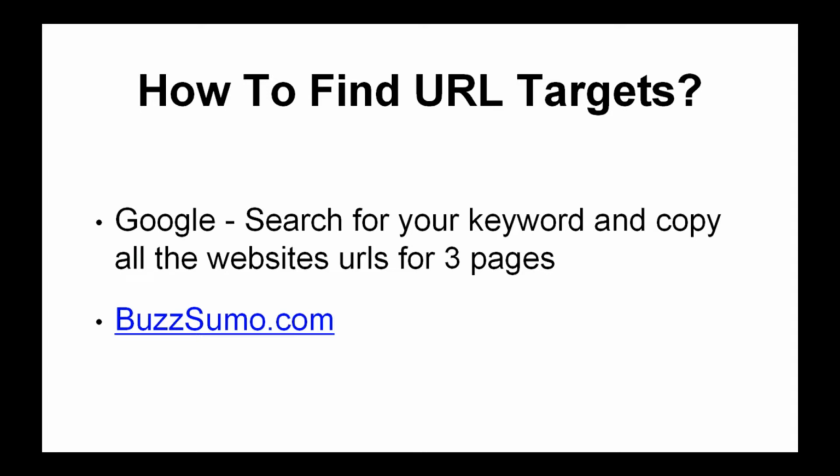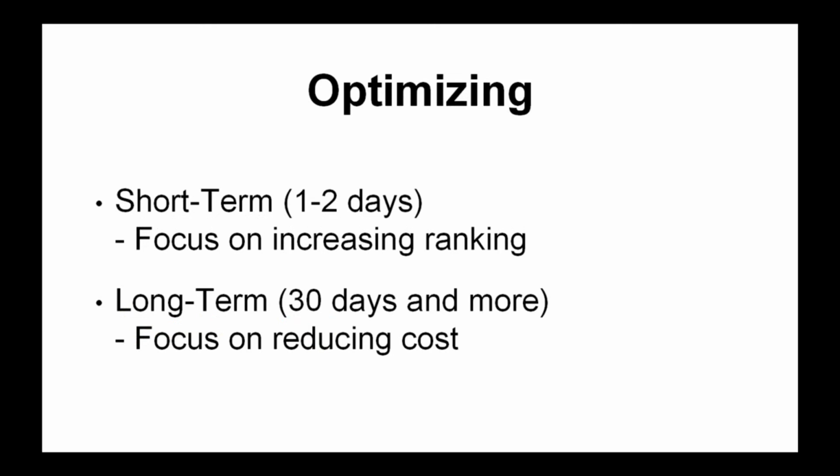Now you know how to find keyword targets and URL targets. So the last thing I'm going to teach you is how to optimize your campaign. Optimizing your campaign is very important when you do PPV marketing. Not all of your campaigns will be great, so what you need to do first is to choose either if you're going for short-term or for long-term campaigns.